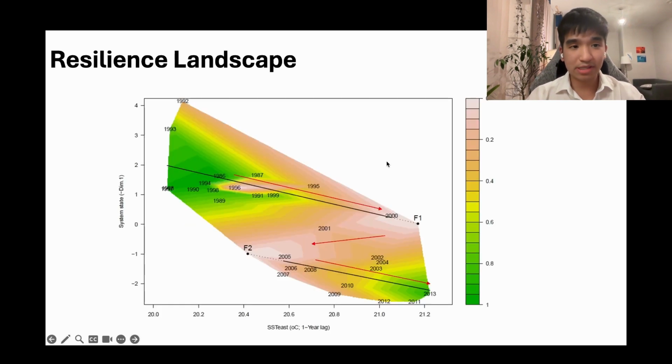And how does that look on the resilience landscape? Again, you have an upper attractor. Over time, as sea surface temperature increases, it hits a predicted tipping point, and it falls onto the lower attractor and starts moving forward again.